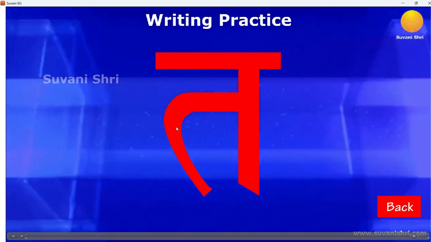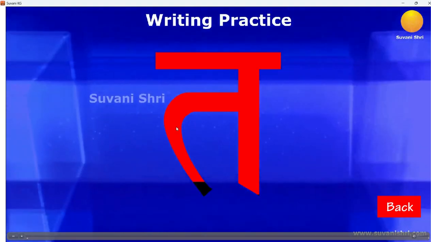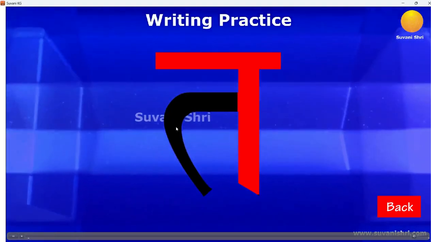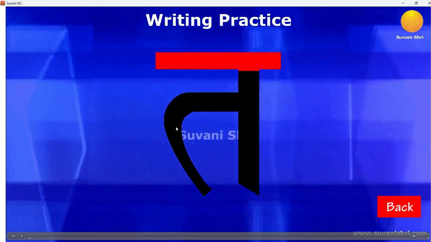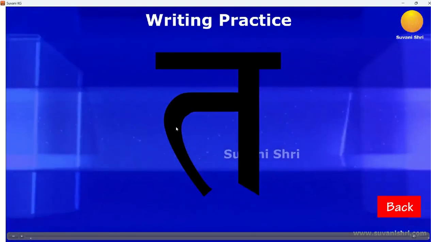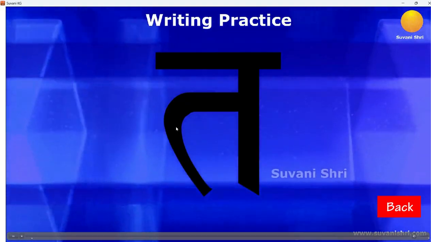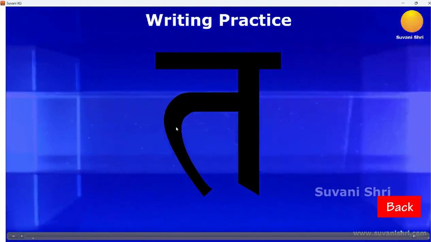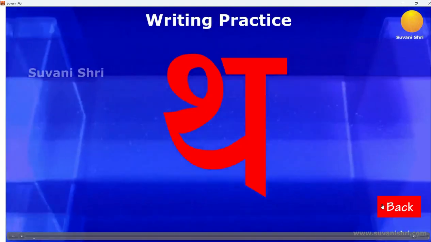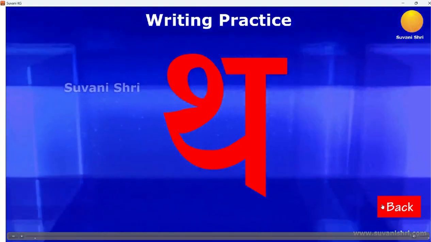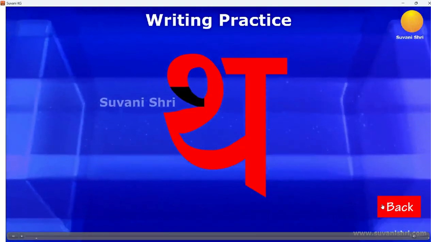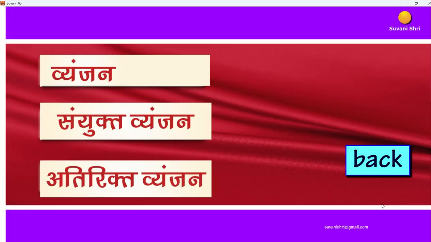Next, ta. From down you have to start, taking it to the sidewise, put a line, then top sleeping line. Letter th. You are beginning this letter th by putting a curve, bringing it down sidewise.